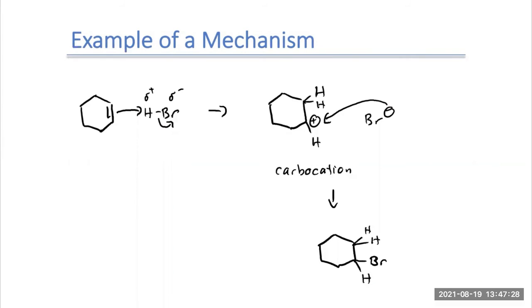So sometimes mechanisms are short like this, where it's a couple steps. Other times you'll start to find mechanisms can become longer. But either way, just keep following the electron flow. Always think about where your nucleophile and electrophile are and what the next step would be to try and get towards your product.